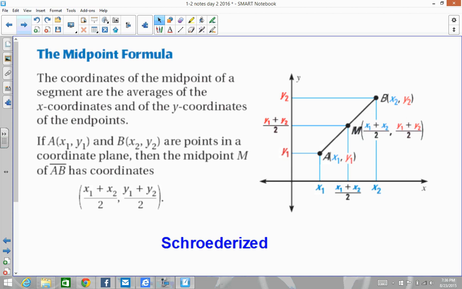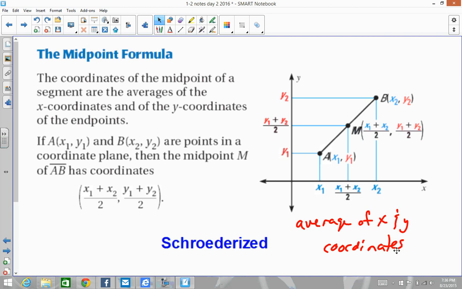Now there is a Schroederized version of it, okay? And the Schroederized version is just me making things easier for everybody. That's kind of what I do usually. And remember it as the average of x and y coordinates.